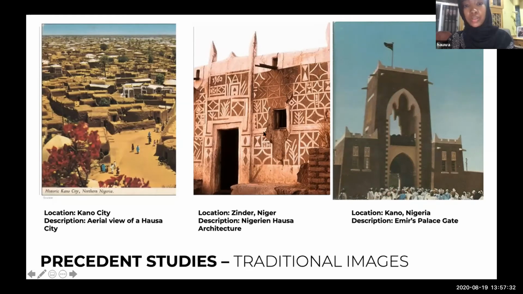And the second image is also showing a slight variation of Hausa architecture from Niger, where some Hausa people also reside. And the third image is the picture of the Emir's Palace gate, which, like I said, I drew a lot of inspiration from, specifically the grandeur of the gate, and not just the gate, but the palace as a whole.